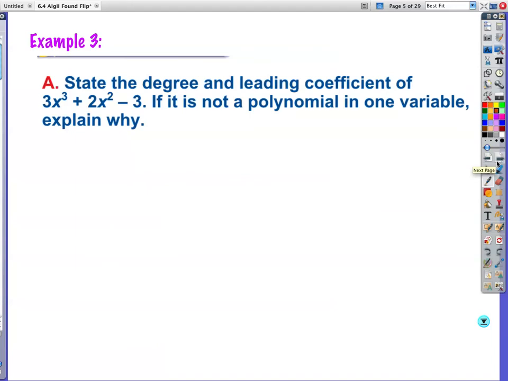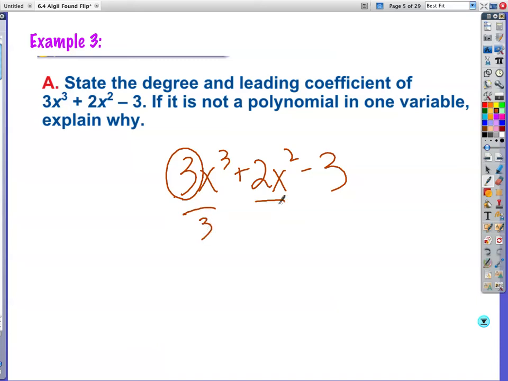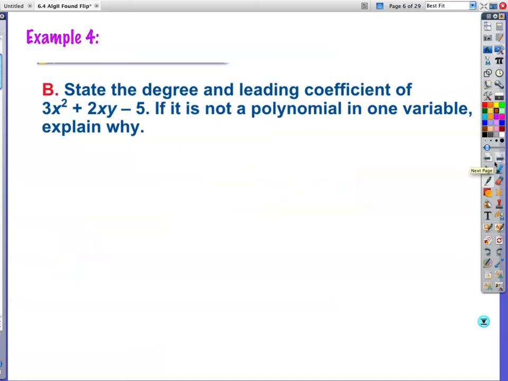Example 3, 3x to the 3rd plus 2x squared minus 3. The leading coefficient is 3. The degree of this term is 3. The degree here is 2, and the degree here is 0. And what's the overall degree of the polynomial? 3. It is a polynomial in one variable because we only have x's to refer to.